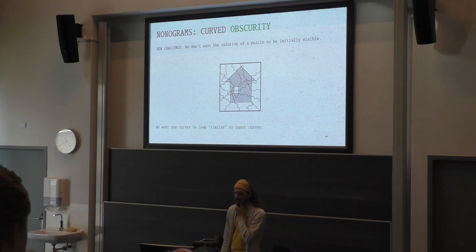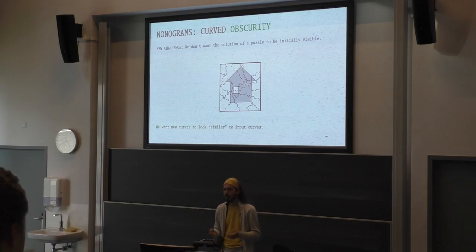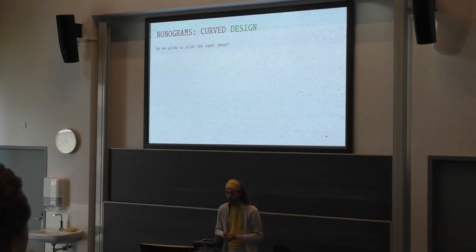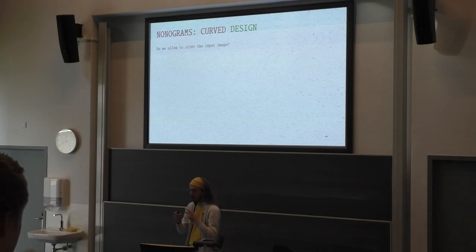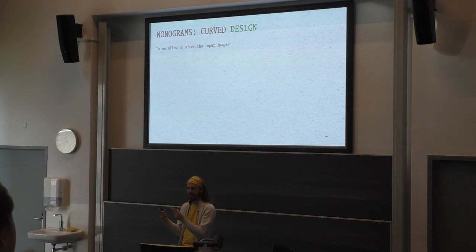The problem is the curves that we added are not similar to the curves from the original picture. So we apparently want some kind of similarity there. But what do we mean by that, and how do we measure that? It's not so clear. Another question, a design question, is whether you want the input image to be exactly the solution of the puzzle, or you're allowed to change it a little bit.